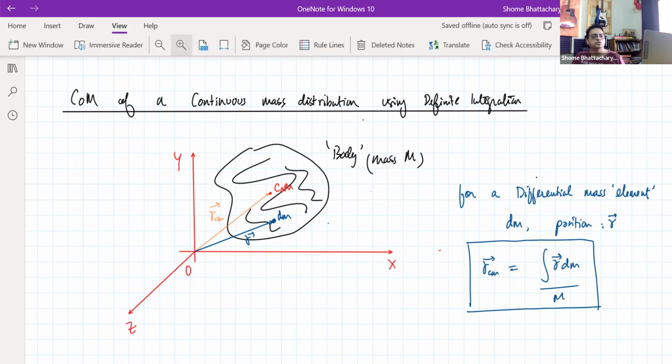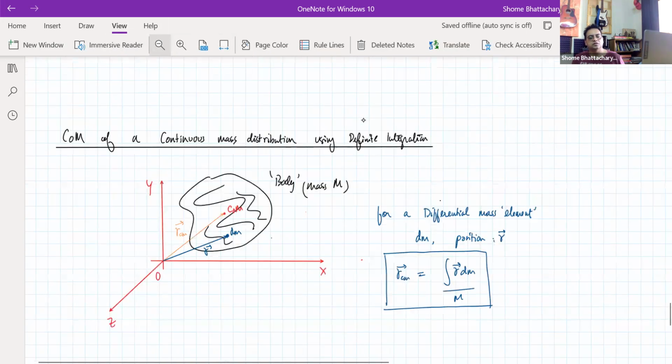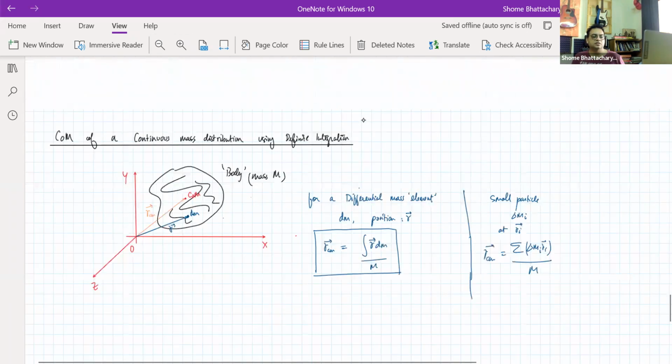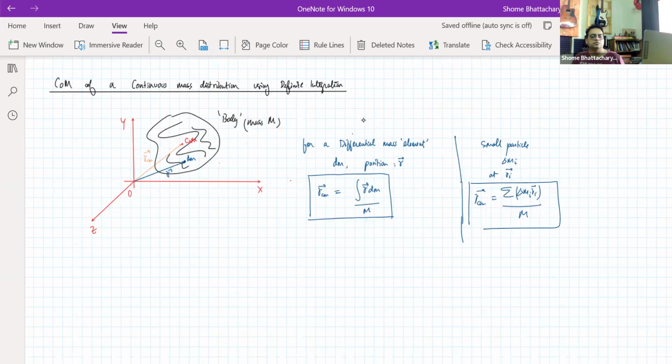Like this. So that summation is replaced with integration. Okay. So it's like, if I consider a small particle of mass delta m at position Rn, then the position of the center of mass would be summation of delta m into R divided by total mass.